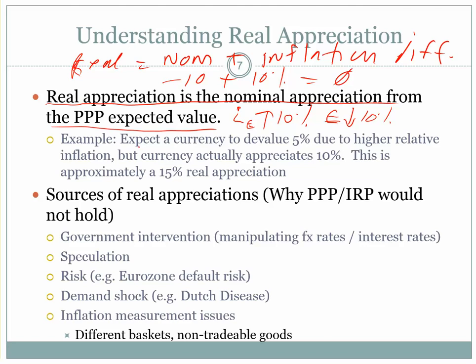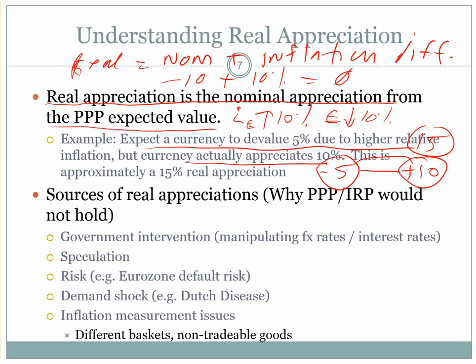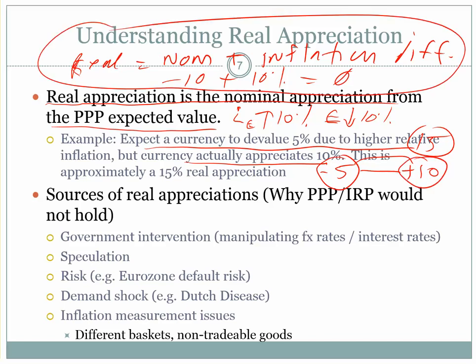So here's another example. Suppose you expect a currency to devalue by 5% because they have higher inflation. But then the currency actually appreciates 10%. So you expect it to be down 5, it's actually up 10 in nominal terms. You can say in this case we had a real appreciation of 15, the difference between what it should have done and what it actually did. So it's really just rearranging this formula to think about it.